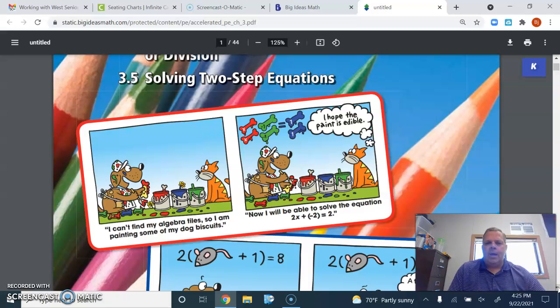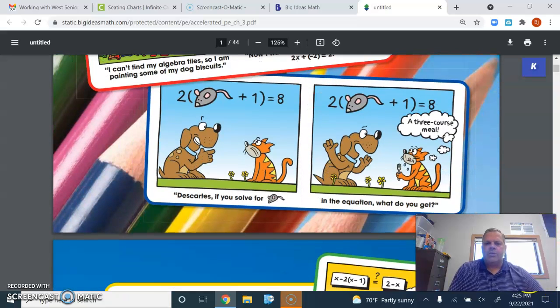First thing that I want to share with you is this cartoon. These are two of the people that happen to be in a lot of our cartoons. I can't find my algebra tiles, so I'm painting some of my dog biscuits. Now I'll be able to solve the equation 2x plus negative 2 equals 2. And the cat says, I hope the paint is edible. So as you can see, there's ways that we can do this, and we'll be solving equations that look like this. The second equation is Descartes. If you solve for the mouse, 2 times mouse plus 1 equals 8. In the equation, you get, and the cat says, a 3-course meal. Okay, a little math humor on that.